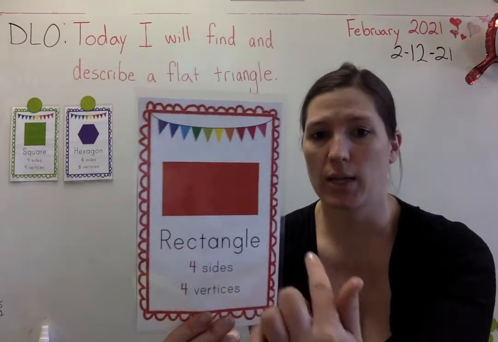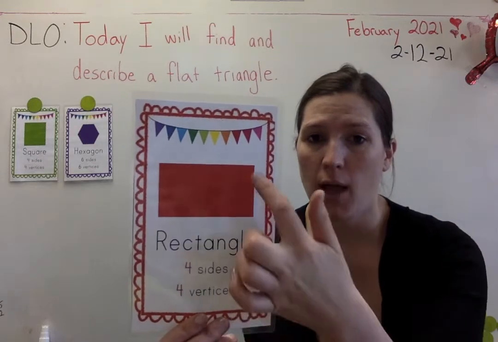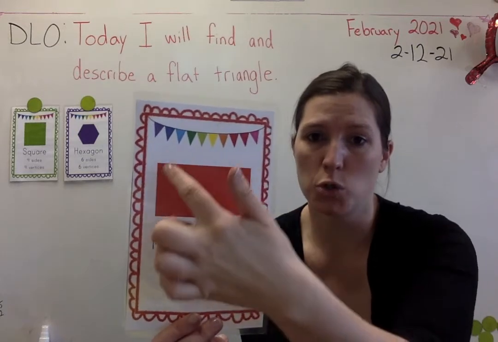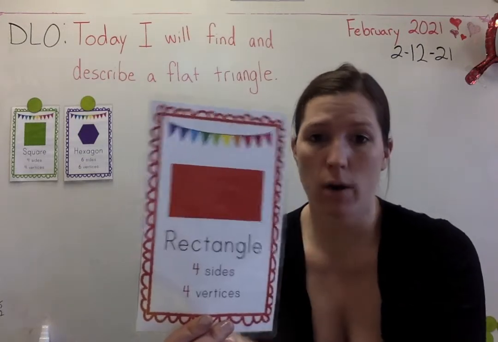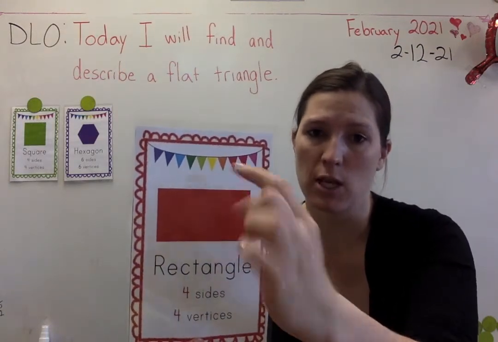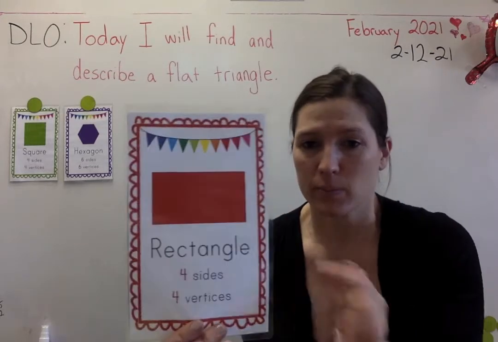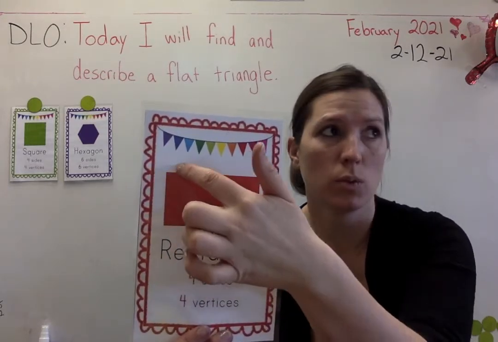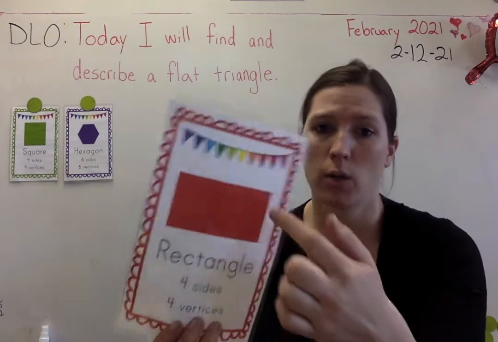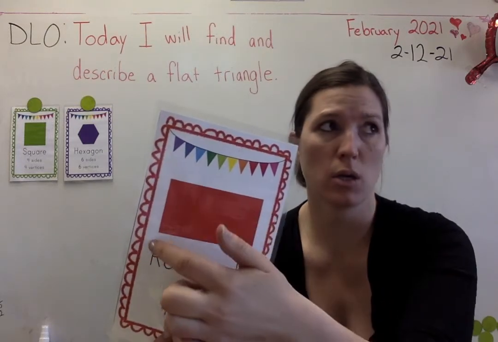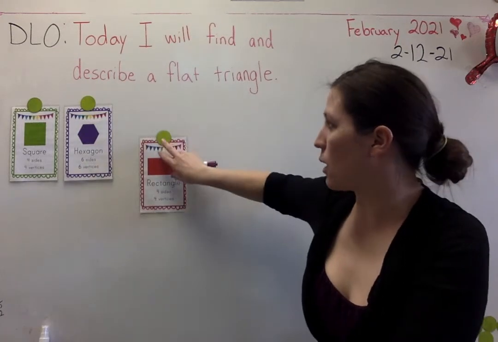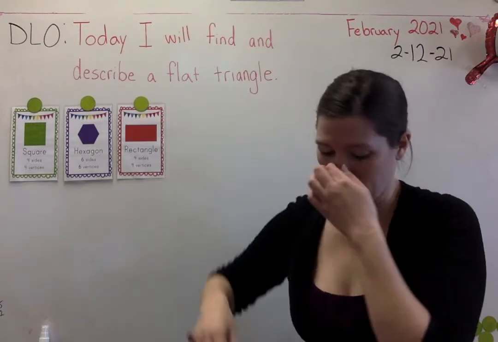Rectangle. Say rectangle. A rectangle has 4 sides, like a square, except a rectangle has 2 short sides, 2 long sides. The sides are not the same. The 2 short sides are the same. The 2 long sides are the same, but the long and the short, they're different. So it has 4 sides. 1, 2, 3, 4. And 4 vertices. A vertice is the corner. 1, 2, 3, 4. A rectangle. Lots and lots of items that we see are rectangles. Next one.